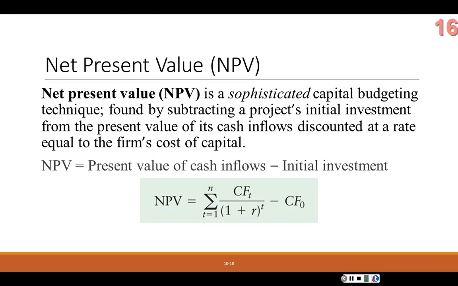A more sophisticated measure is net present value. Here you subtract a project's initial cost from the present value of its cash inflows. So the net present value is equal to the present value of cash inflows minus the initial cost. This method is used by most large companies. It does take into account the time value of money.